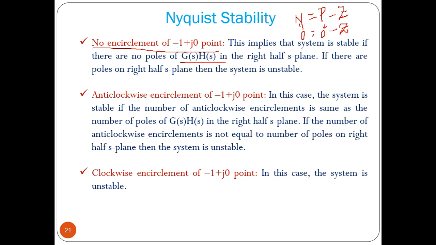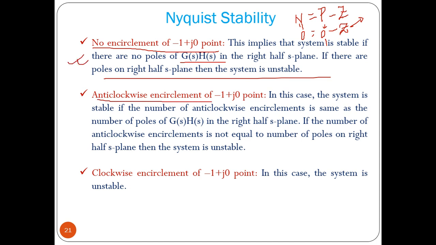Then we can say the closed loop system is stable, because Z is the number of poles that lie on the right half of the S-plane. If there are poles on the right half of the S-plane, the system becomes unstable. That means if we put P equal to 1, then Z becomes 1, so the system becomes unstable. So this is the first point.